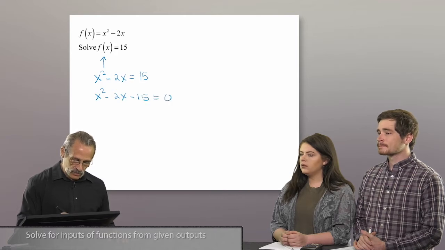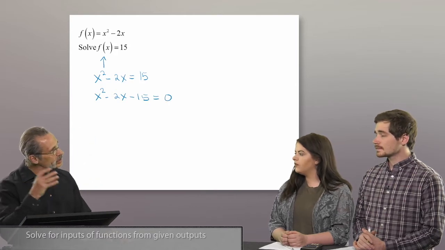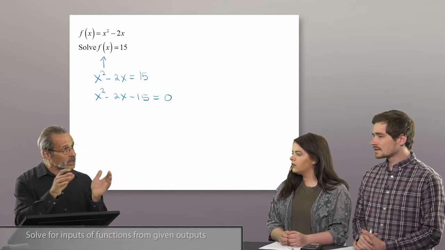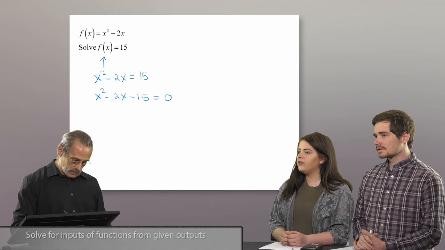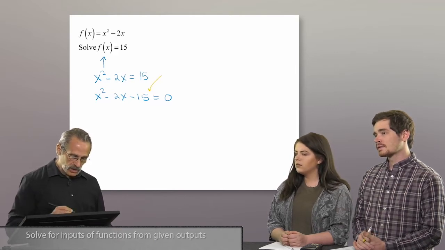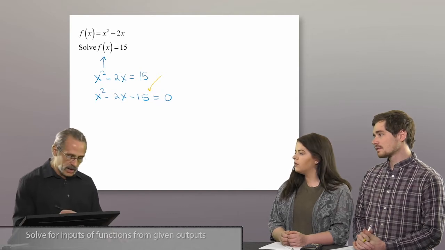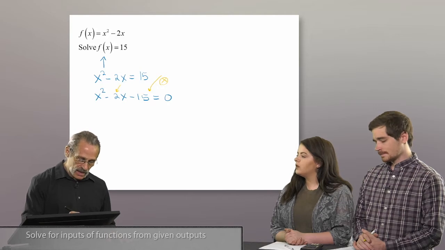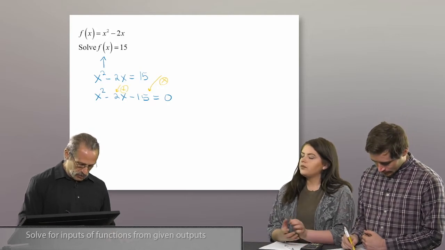And to solve this, I'll go ahead and factor. I'll multiply in my mind 2 numbers that would multiply to negative 15, and then they would have to add to be negative 2. All right, so what would those factors be?